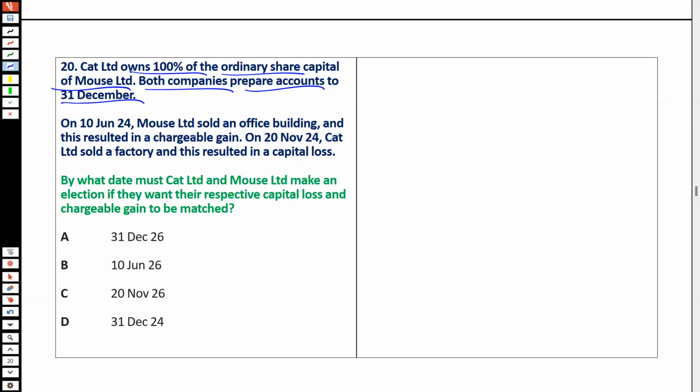The implication I was asking is the only one I could think of, which is that there is no concept of corresponding period. On 10 June 24, Mouse Limited sold an office building and this resulted in a chargeable gain. On 20th November, CAT Limited sold a factory and this resulted in a capital loss. By what date must CAT and Mouse Limited make an election if they want their respective capital loss and chargeable gains to be matched?